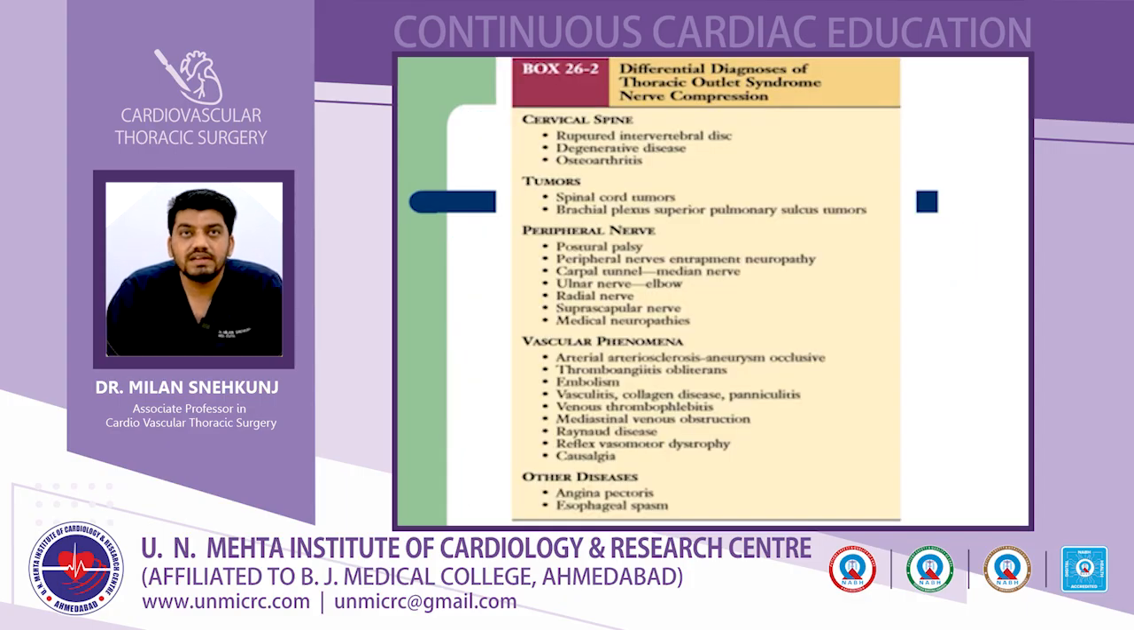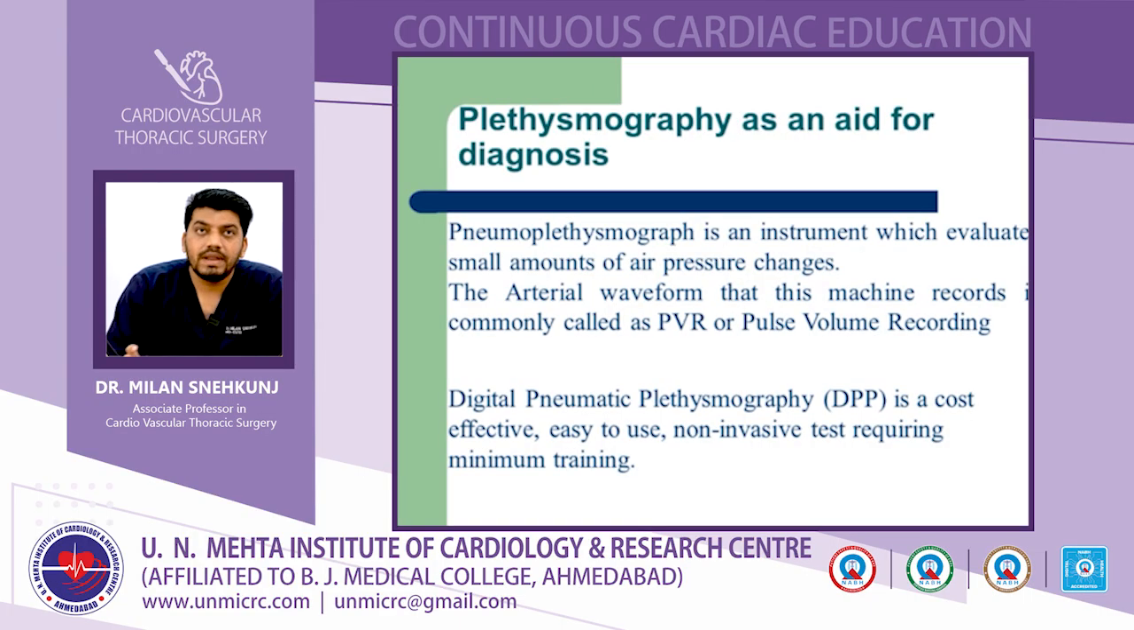So these are the differential diagnoses of thoracic outlet syndrome, which include cervical spine pathology, tumors, peripheral nerve pathology, vascular phenomena, and other diseases like angina and esophageal spasm. Plethysmography as an aid for diagnosis. A pneumoplethysmograph is an instrument which evaluates small amounts of air pressure changes. The arterial waveform that this machine records is commonly called pulse volume recording.